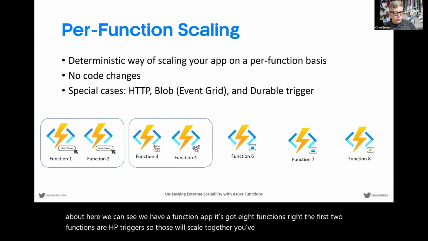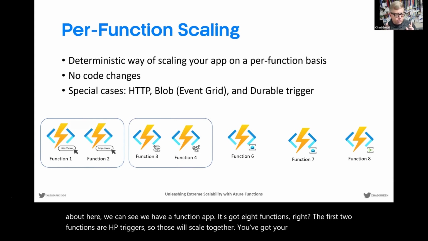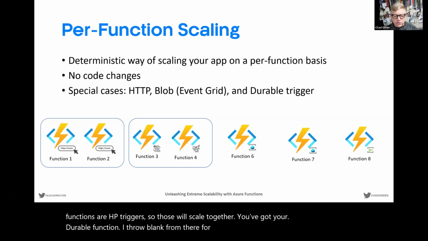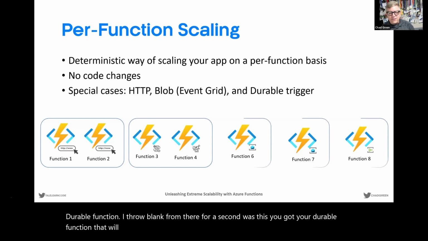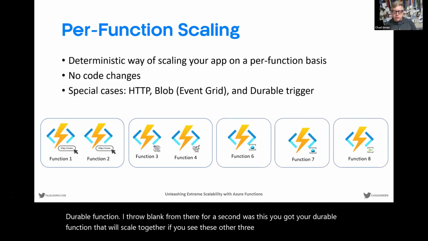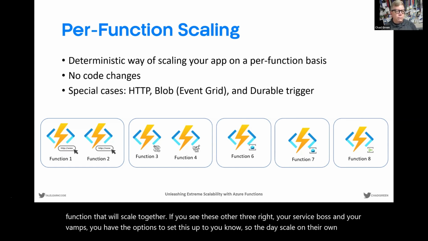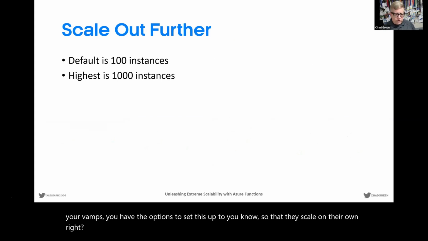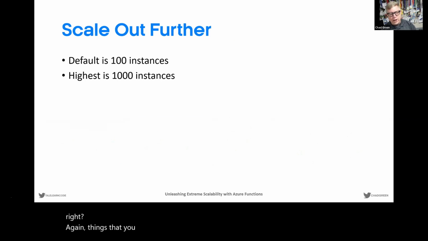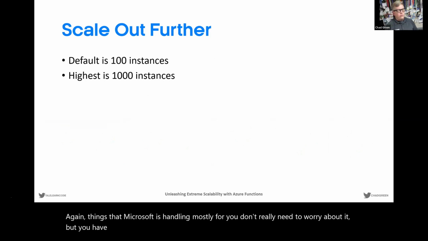You've got your durable function, I drew a blank there for a second, that will scale together. But you see these other 3, your Service Bus and your Event Hubs: you have the option to set these up so that they scale on their own. These are things Microsoft is mostly handling for you, and you don't really need to worry about it, but you have these options. That's what I really like, giving us options, because sometimes we need to tune the performance even better.